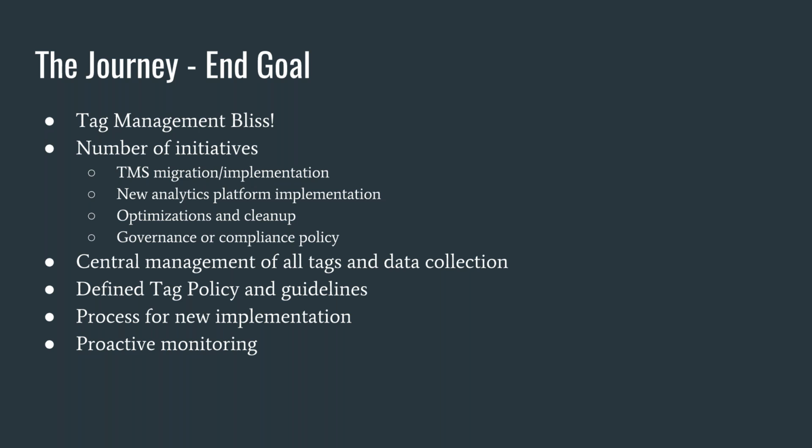A number of different initiatives which I had touched on for why we might be going through this: TMS migration, new platforms, optimizations, governance. But the goal here is we want central management of all of our tags. We want central management of all that data collection. And then we also want to have, at the end of this, defined tag policy guidelines, a process for any sort of new implementation or new initiatives, and then also that proactive monitoring. So we can be more proactive in addressing any issues that arise, as opposed to being reactive and having to fix things once they're already broken.